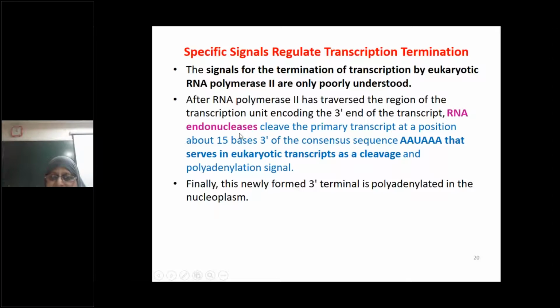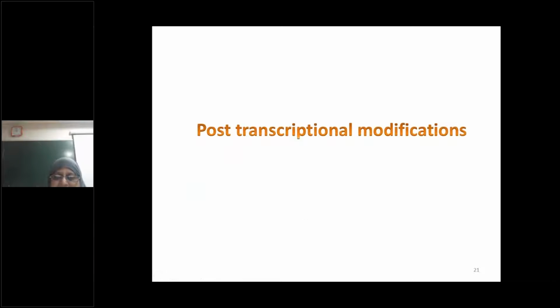RNA endonucleases will cleave the primary transcript at a position about 15 bases 3' of the consensus sequence. This is the AAUAAA sequence that serves in eukaryotic transcripts as a cleavage and polyadenylation signal. So whenever this sequence is encountered, they will cleave at a position 15 bases 3' of the sequence, and this cleavage occurs through the enzyme RNA endonuclease. Finally, this newly formed 3' terminal is polyadenylated in the nucleoplasm. We will see polyadenylation in the post-transcriptional modification.